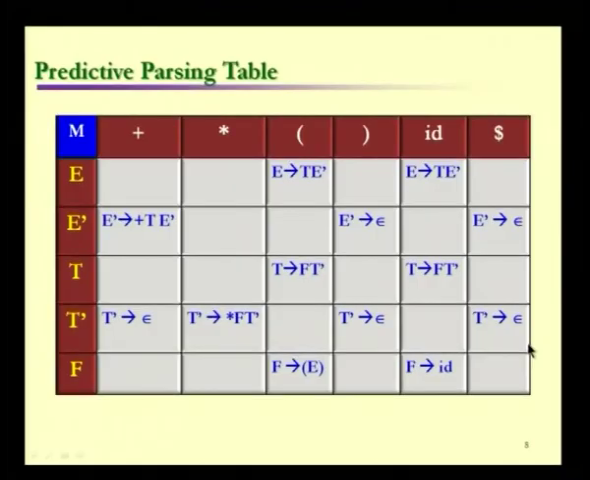Now the driver program of a predictive parser will consult what is on top of the stack and what is the current input symbol, and based on that it will do the parsing process. The algorithm which does that is called the predictive parsing algorithm. The stack is initialized with a dollar, followed by E, where E is the start symbol of the grammar, and the buffer is initialized with the string which is to be parsed. The string to be parsed will definitely have only terminals.